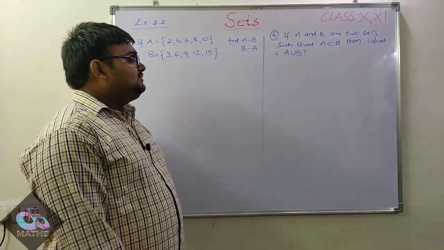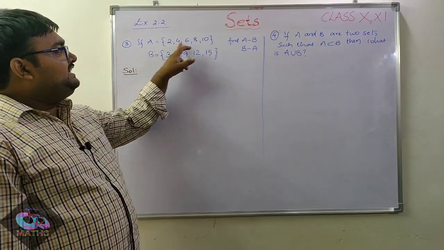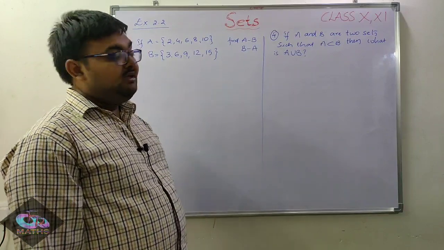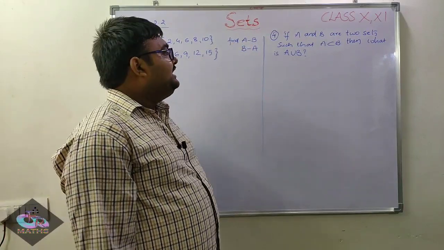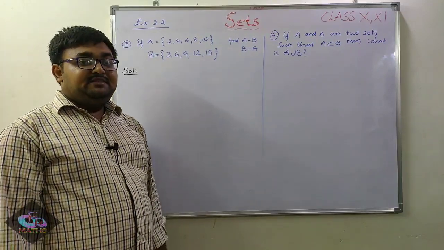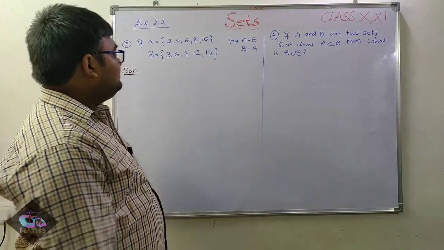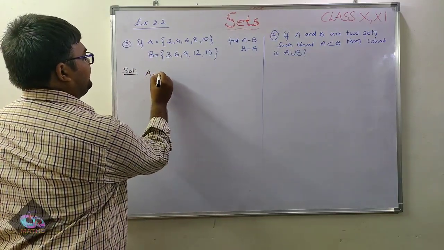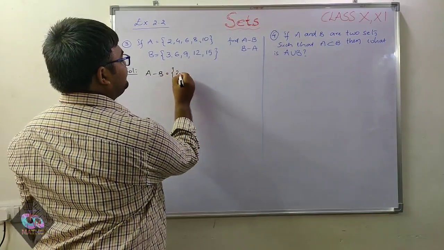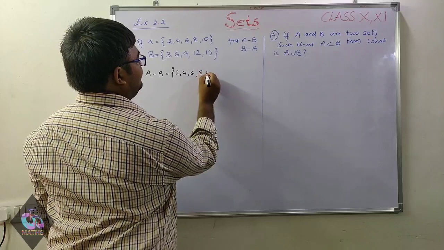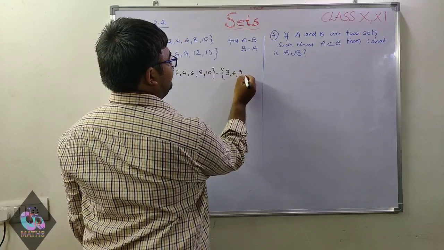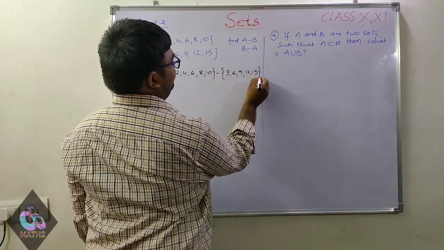Okay, let us see the third question. What he has given: set A is the set {2, 4, 6, 8, 10}, set B is {3, 6, 9, 12, 15}. Now we need to find A minus B and B minus A. Here we are going to apply the difference of sets operation, right? First we are going to do A minus B. So A minus B means you will be writing the first set {2, 4, 6, 8, 10} minus, next you will be writing {3, 6, 9, 12, 15}.